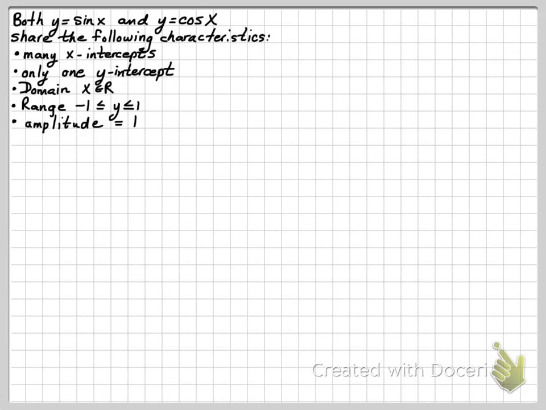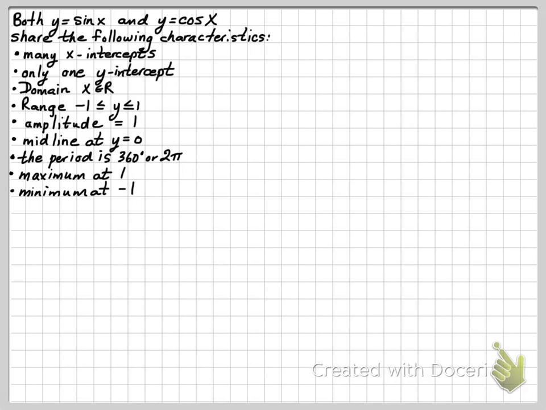Our amplitude is 1 because it's from the middle to the maximum. Our midline is at y equals 0, and the period is 360 degrees, or 2 pi. There's going to be a maximum at 1, there's a minimum at negative 1.